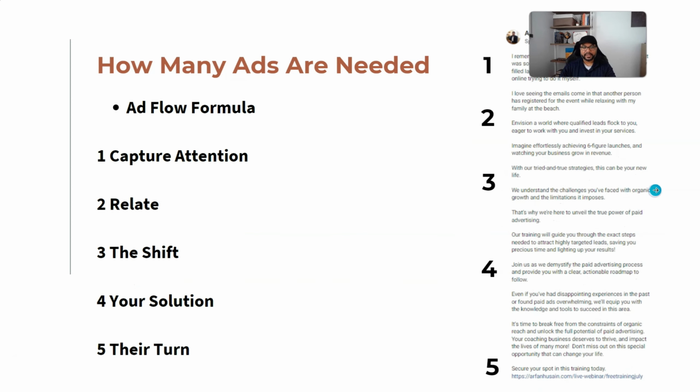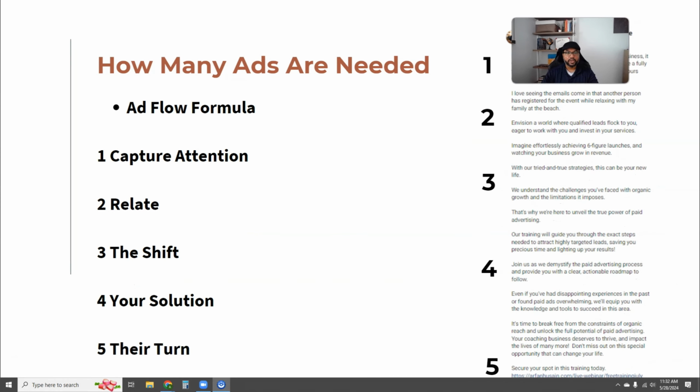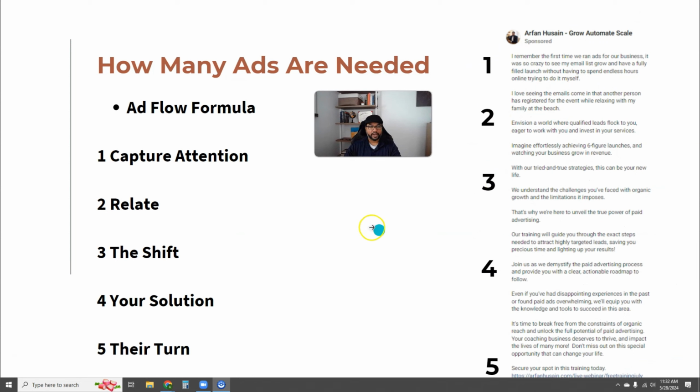And what I mean by that is, here's an example of how we structured our ad copy. It's called Ad Flow Formula. I created this a long time ago. We've followed this for a long time. It works amazing. So number 1 is we want to capture attention. Number 2 is we want to relate to our audience. Number 3, we want to talk about a shift, right? Where typically when we're leading with these ads, it's leading with, hey, you have a problem, I have a solution.